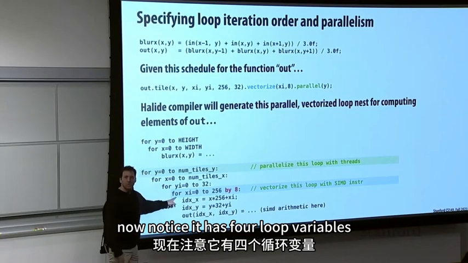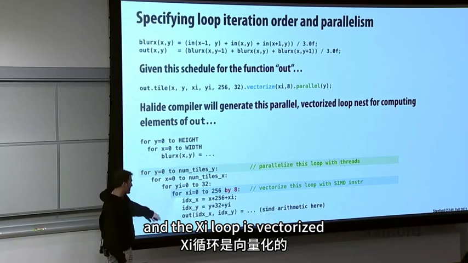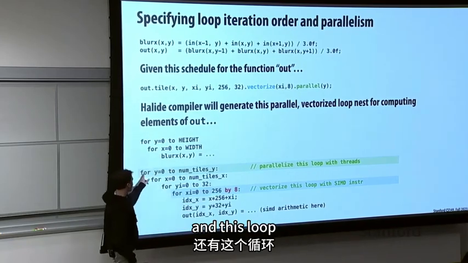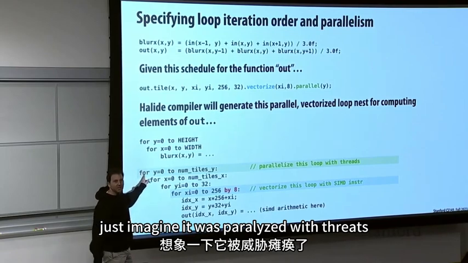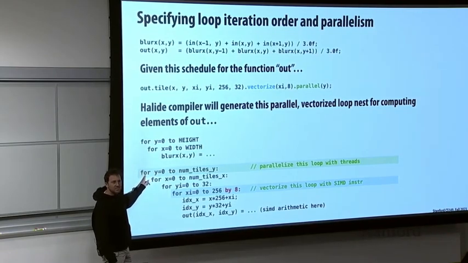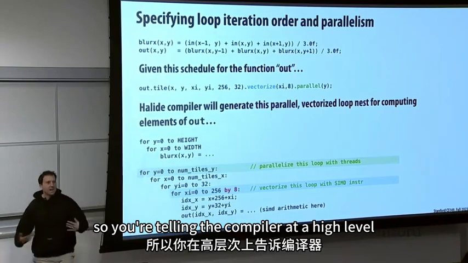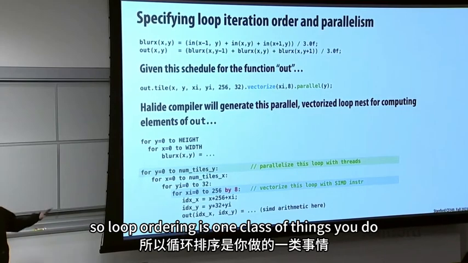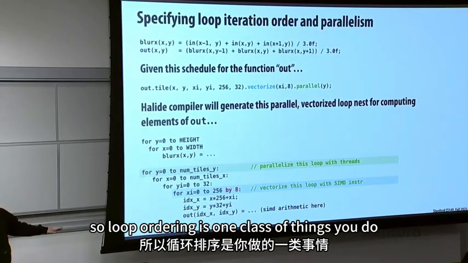Now notice it has 4 loop variables, and the xi loop is vectorized, and this loop, just imagine it was parallelized with threads. So you're telling the compiler at a high level how you want to do this. Okay, so loop ordering is one class of things you do.